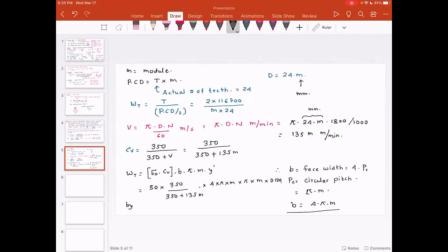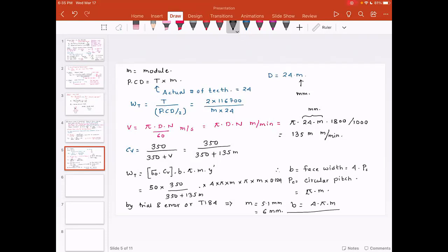So by trial and error, or if you have a TI-84 calculator, it should be able to solve it. That should get you the value of m equal to say 5.1 millimeter. So I would say module is equal to 6 millimeter.